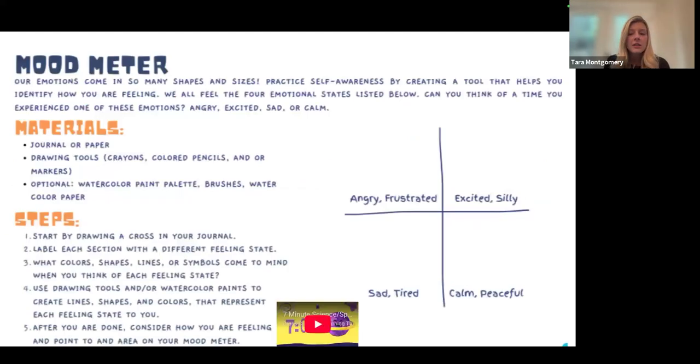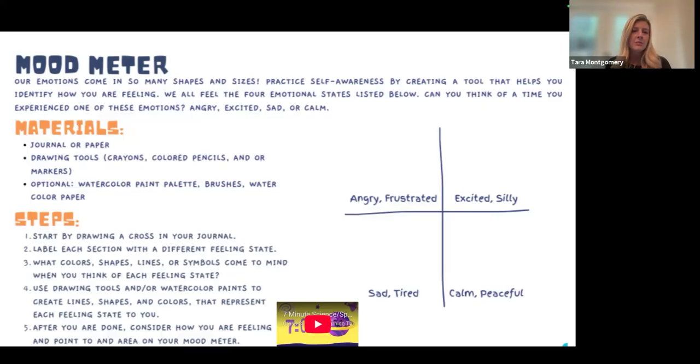And our first activity here that will teach self awareness is called a mood meter. You can just explain this to your students as you're introducing the activity. Our emotions come in so many shapes and sizes. Practice self awareness by creating a tool that helps us identify how we're feeling. And then let's talk about the four emotional states. Can you think of a time when you experienced one of these emotions?